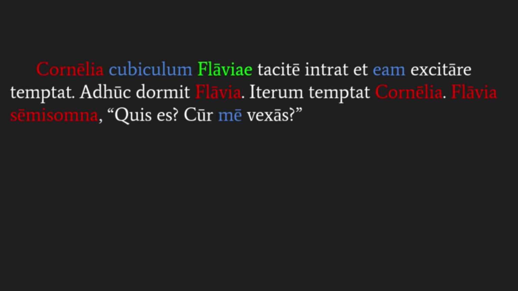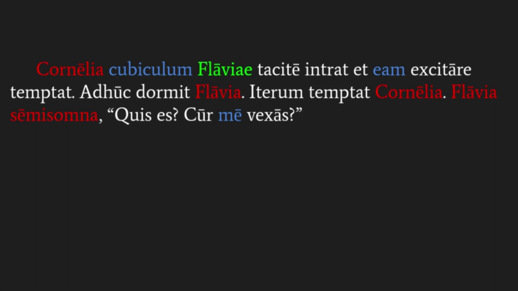Eam, her. The her is referring to Flavia, right? So she goes into Flavia's bedroom and she tries to wake her up. Then you have adhuc dormit Flavia. So Flavia, subject, is still sleeping. Adhuc, right? She's still asleep. Even though Cornelia tried to wake her up, she's still sleeping.